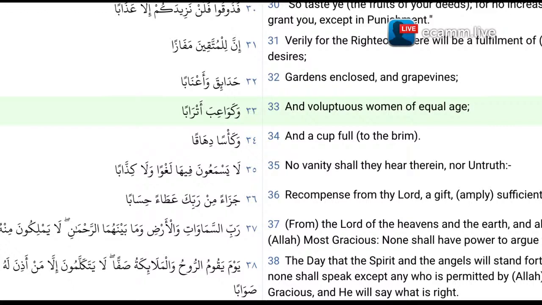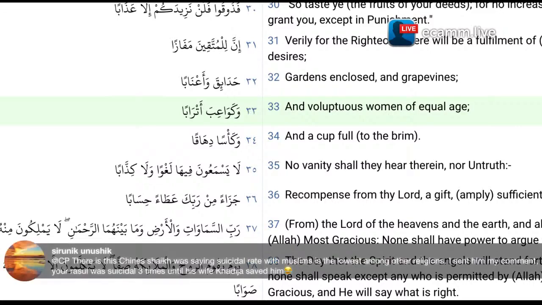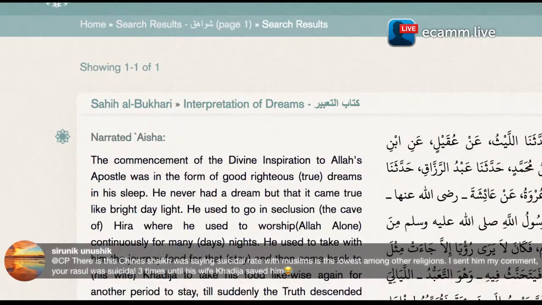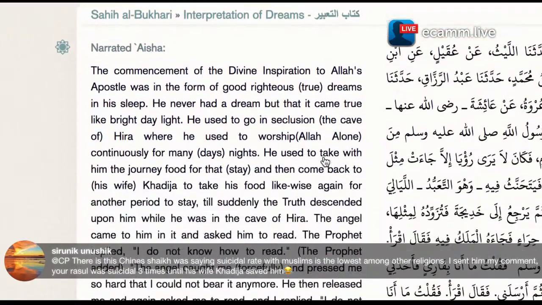There is a link. Chinese sheikh was saying suicide rate with Muslims is lowest among other religions. I sent my comment to you the usual 3 times. Okay. Well, if the suicide rate for Muslims is lower than usual, well, his prophet himself was the first Muslim who tried to commit suicide, and then his donkey, Ya'fur, is the first one as an animal who commits suicide. And actually, suicide rate in Islamic countries is extremely high due to poverty and disappointment in life and many things.